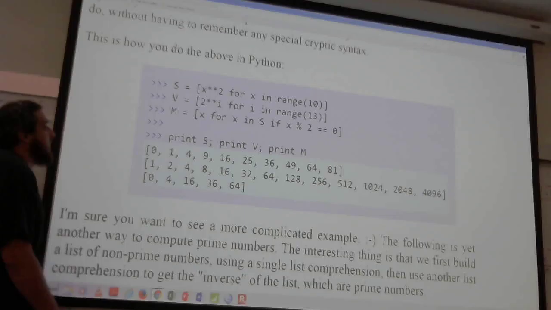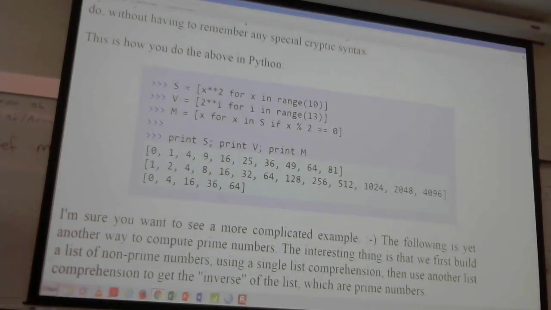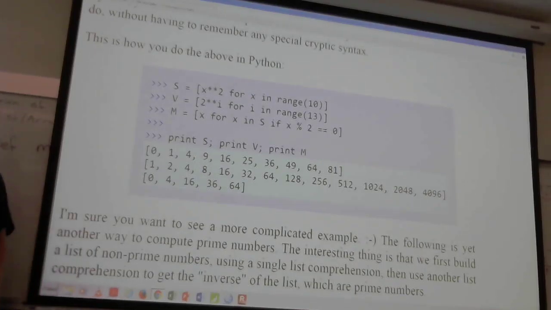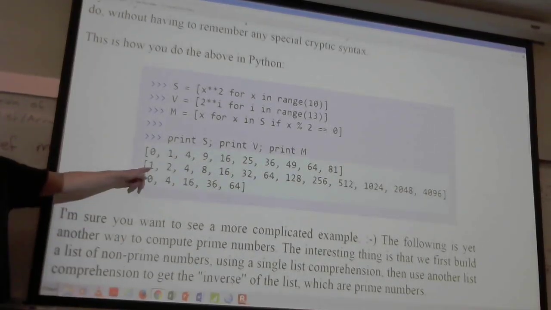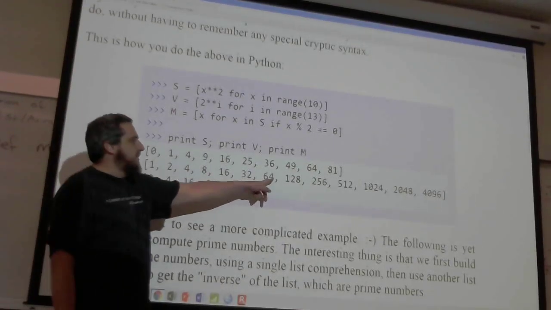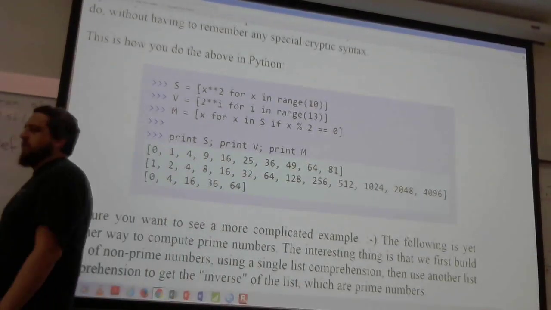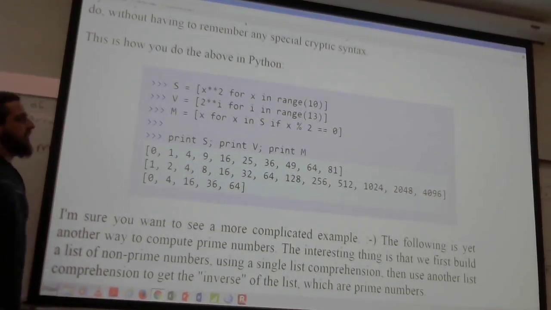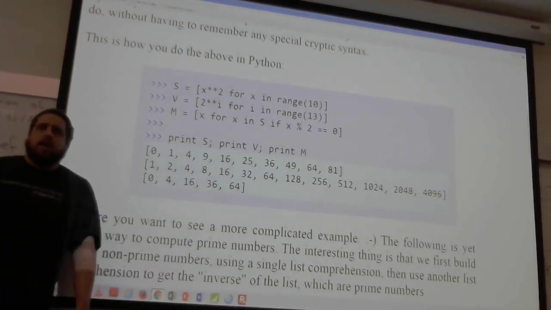So 9 squared. The second one is going to be 2 to the power of i, for i in a range of 13. So for example, 2 to the 0 is 1, 2 to the 1 is 2, 2 to the 2 is 4, 2 to the 3 is 8, 16, 32, you can see all the powers of 2. Now there is a little bit of an extension.